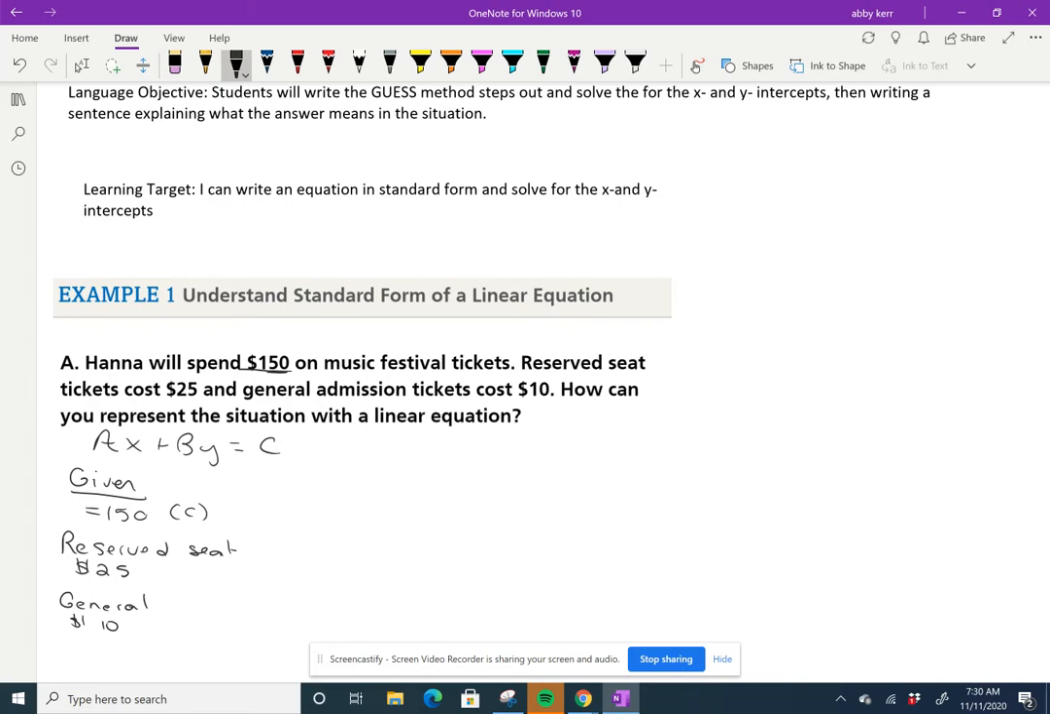So there are two different types of seats that she's going to be caring about. Now, for the unknown, since there's two different types of seats, you have two different variables. And that's where the x and the y come into play. So it doesn't matter which one you make x or y as long as you stay consistent. So since I saw reserved seats first, I'm going to write that for x. And then our general seats will be for my y.